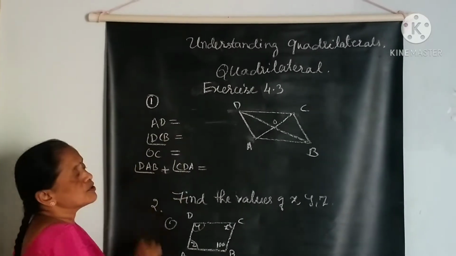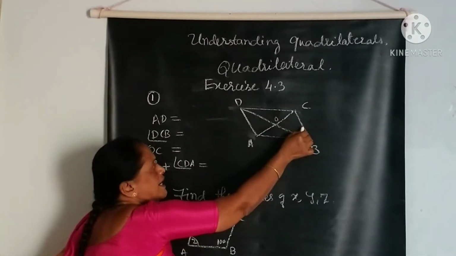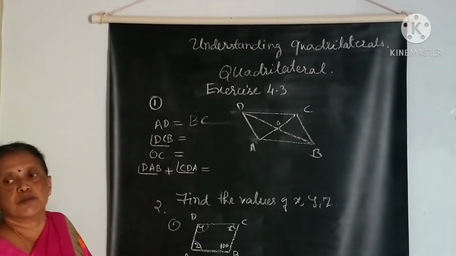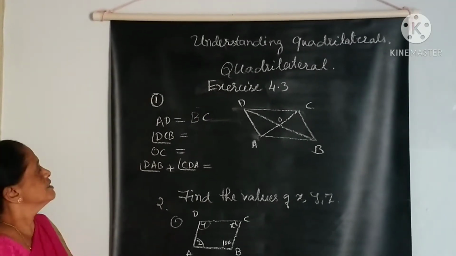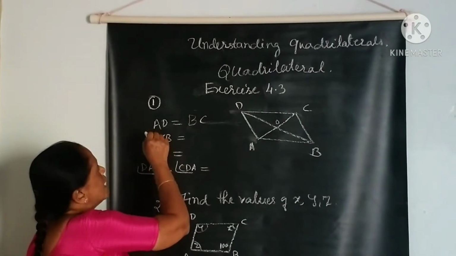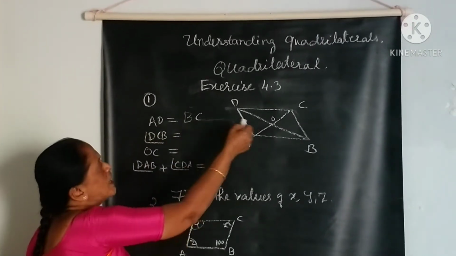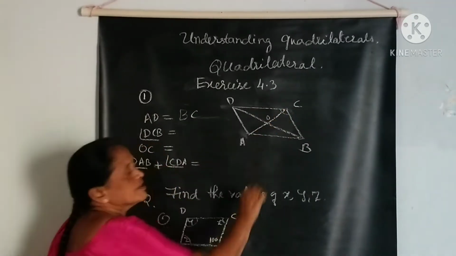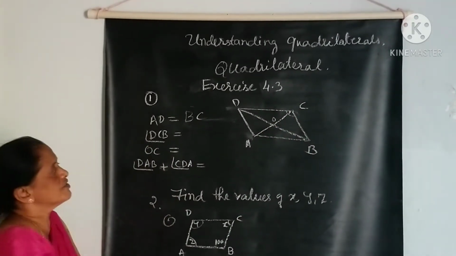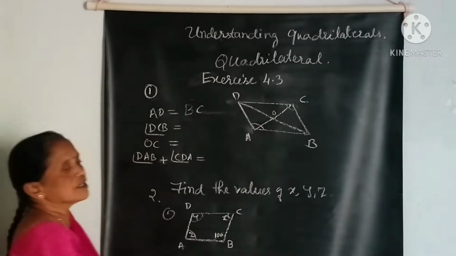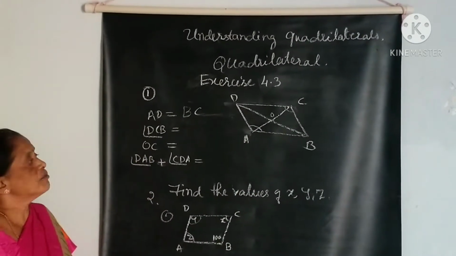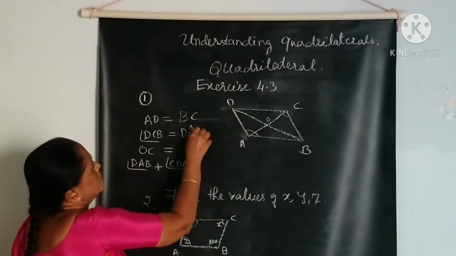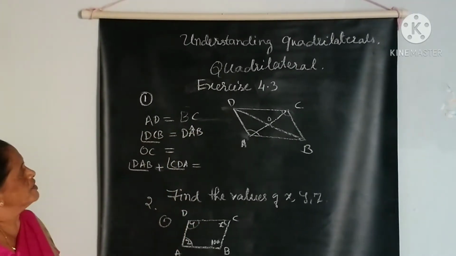AD is equal to, which is the opposite side? BC. So AD equals BC. Opposite sides are equal. Next, angle DCB is equal to which angle? What is the opposite angle of this? DAB. Opposite angles are equal in a parallelogram. So DAB is equal to DCB.